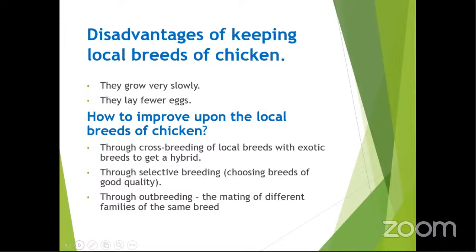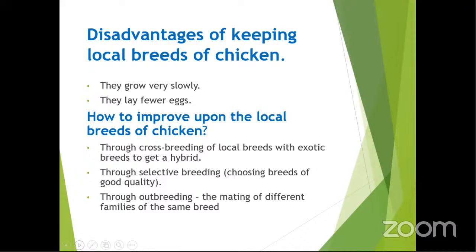The question is very common. It is a common set. Very, very common. That question, how can you improve on the local breeds of chicken? It's not necessarily only chicken. They can ask you about other animals also, like cattle. How can you improve on the quality of your cows or cattle? Simply say by crossbreeding. They can also ask you the same question about sheep, goats, and then the pigs.